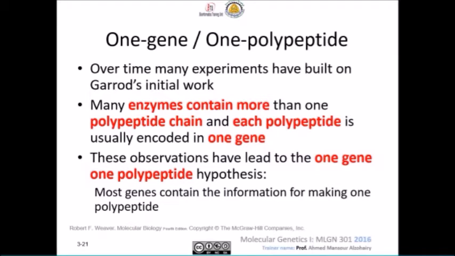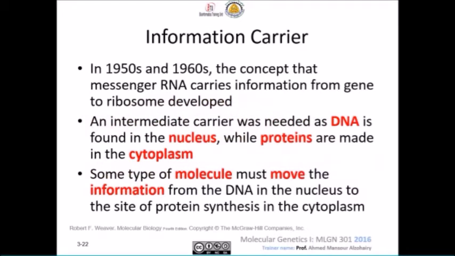Over time, many experts built on Garrod's initial work, finding that many enzymes contain more than one polypeptide chain. This means that each polypeptide is usually coded by one gene. These observations have led to the one gene, one polypeptide hypothesis. Most genes contain the information for making one polypeptide. This means that the gene is the information carrier.